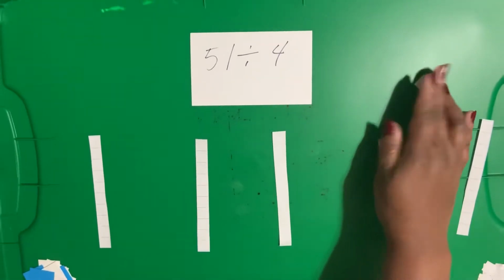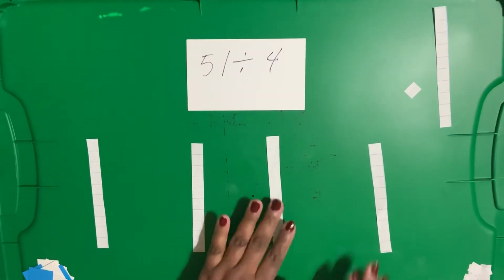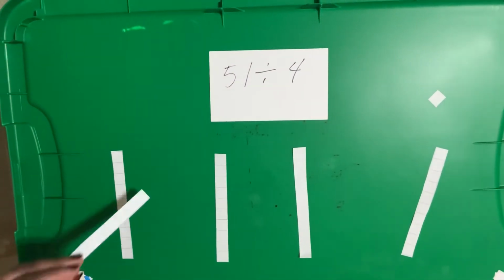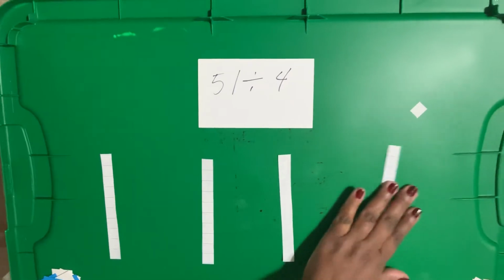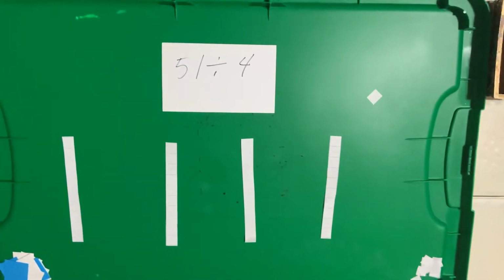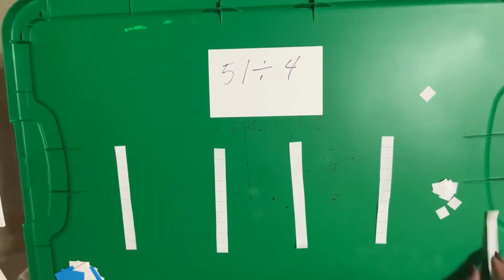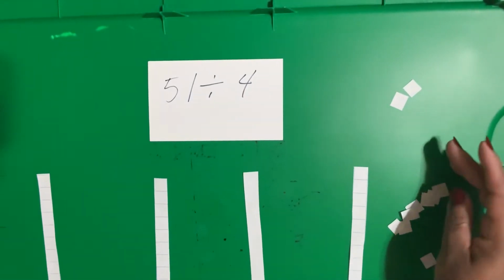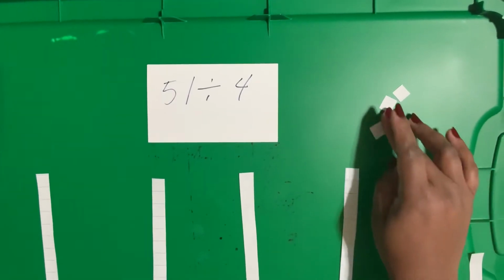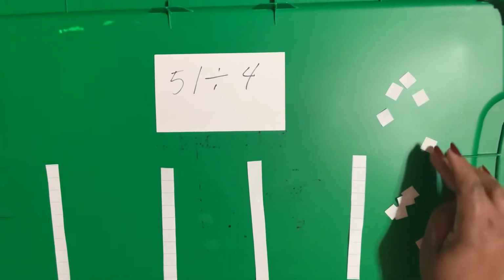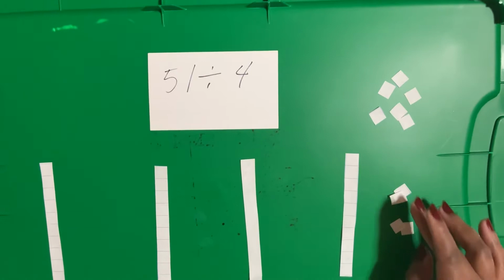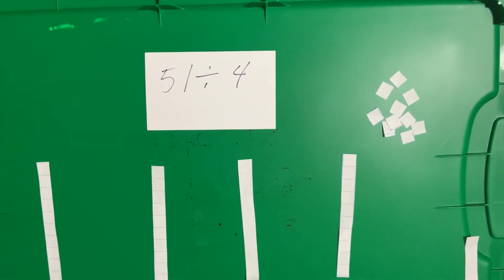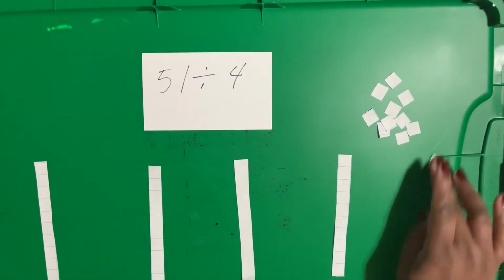So here's 4 groups, but here I have 11 stuck over here. So I don't have enough 10s to give each group. So what I'm going to do is trade this 10 in for 10 ones. So 1, 2, 3, 4, 5, 6, 7, 8, 9, and then one more makes 10.